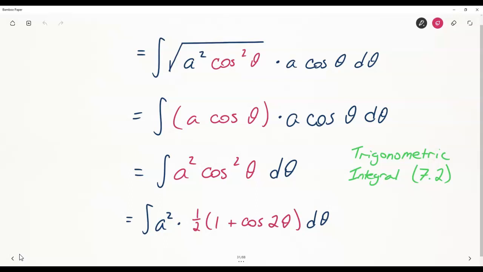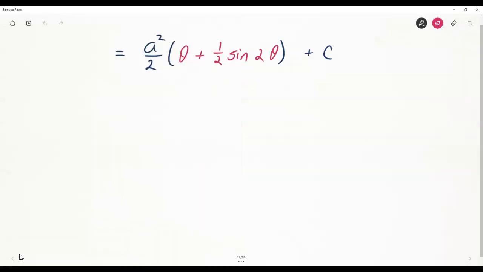The antiderivative of 1 is theta. The integral of cosine of 2 theta, you could let u equal 2 theta in this case, but it ends up being 1/2 sine of 2 theta. If you question that, take its derivative and verify it on your own time. But this line right here, once you integrate it, becomes that.